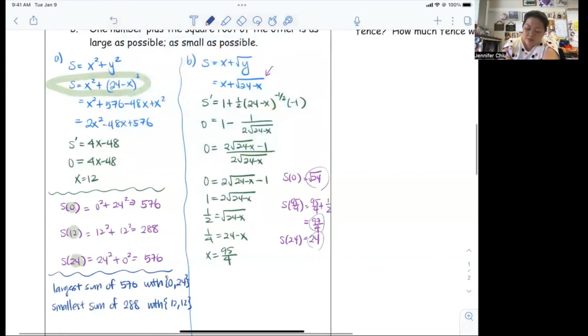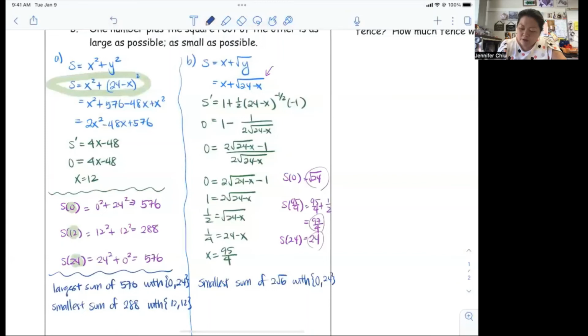You say the smallest sum of 2 root 6 with the numbers 0 and 24. Right, 0 and 24 here. It doesn't matter which one's the first, so the second one is the one in the square root. Okay, so you might want to take a minute to mention that.